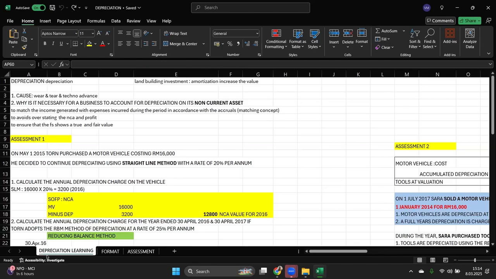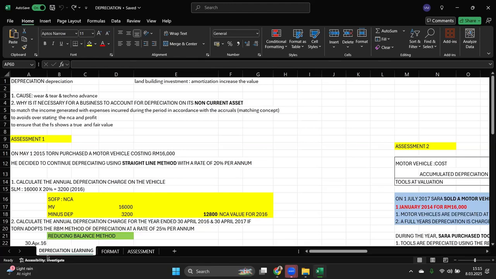Okay. Now, why is it necessary for a business to account for depreciation? Okay. Depreciation always falls under the category of non-current asset. And you have the very famous concept, okay, which is matching concept. So when I say matching concept, it's about income generated with expenses. Okay, it either falls under accrual or main expenses. Okay, so everything that we do in accounts is actually relatable to all accounting concepts.